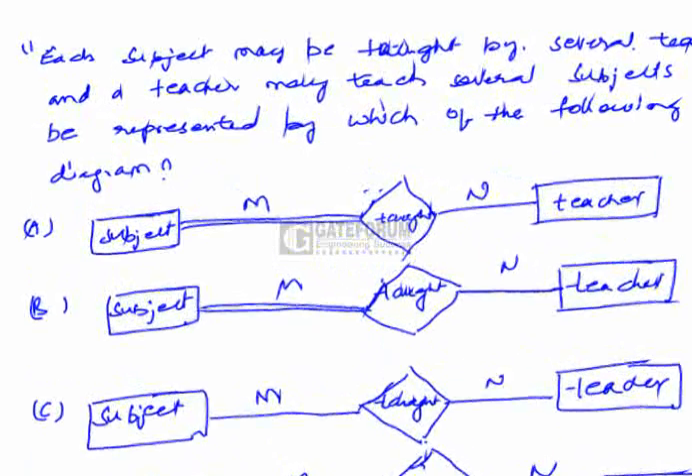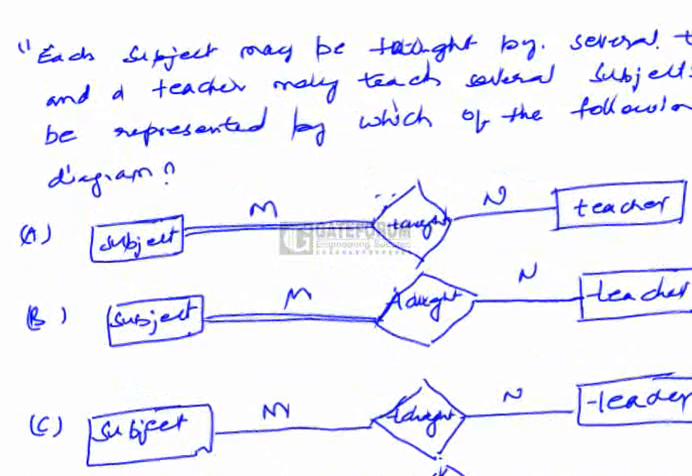Each subject may be taught by several teachers, and a teacher may teach several subjects. Can be represented by which of the following ER diagrams? So here in this question a scenario is given, and we have to represent the given scenario in terms of ER diagrams. Here the given statement is each subject may be taught by several teachers, and a teacher may teach several subjects. So here we can take subject and teacher as entity sets, and we can represent the relation by taught, and if we see the statement, that relation should be many to many.